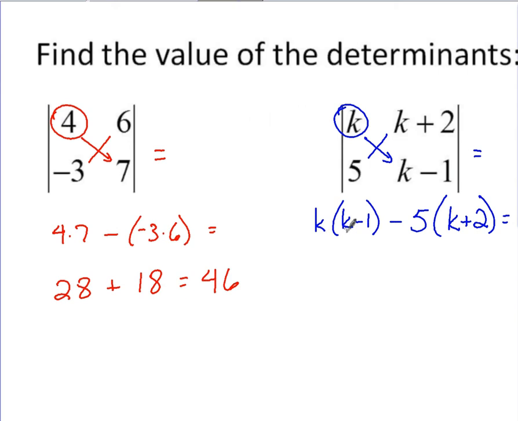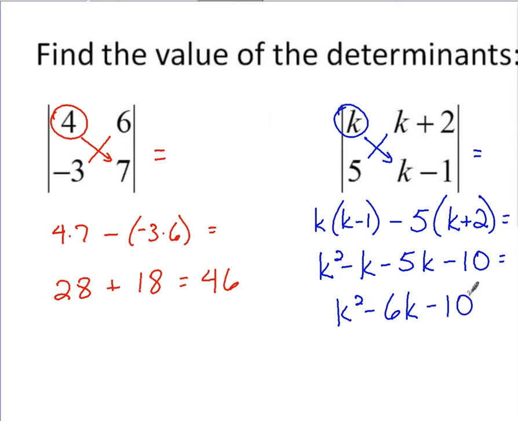Distribution with the k. I've got k times k, so k squared. I've got k times -1, so minus k. Distribution with the -5, I've got minus 5k. -5 times 2 here, get minus 10. That's going to equal k squared minus 6k, combining like terms, minus 10. That's the expression that represents the value for that determinant.